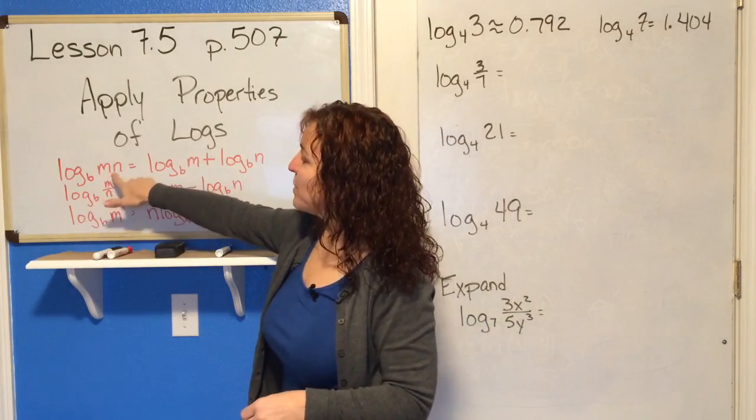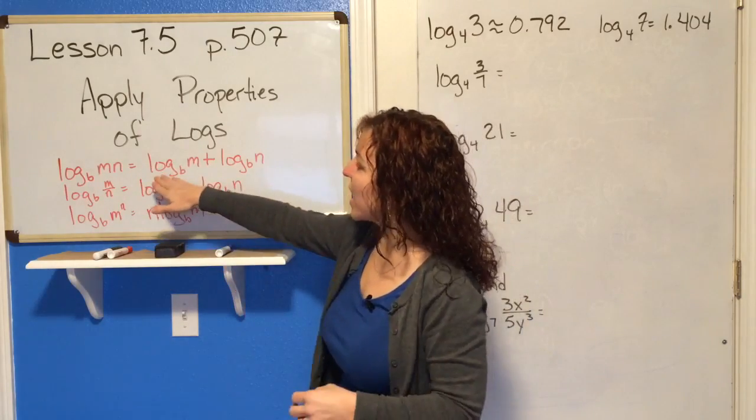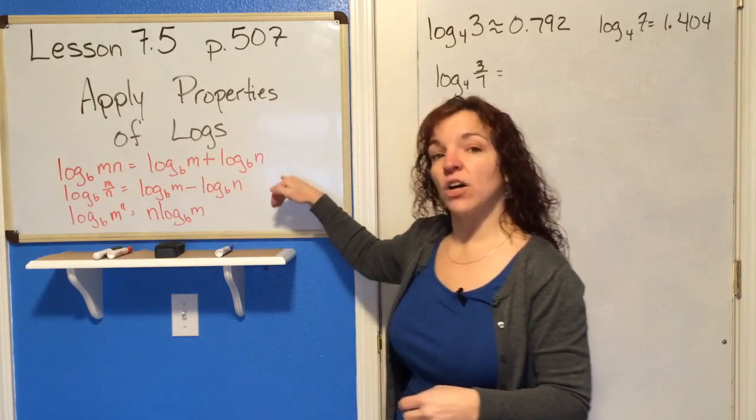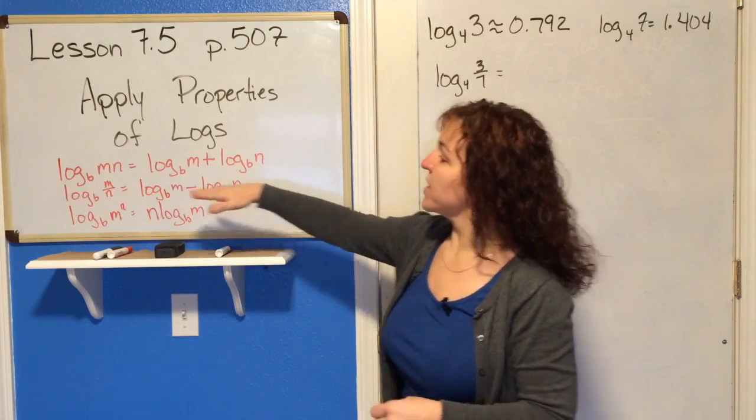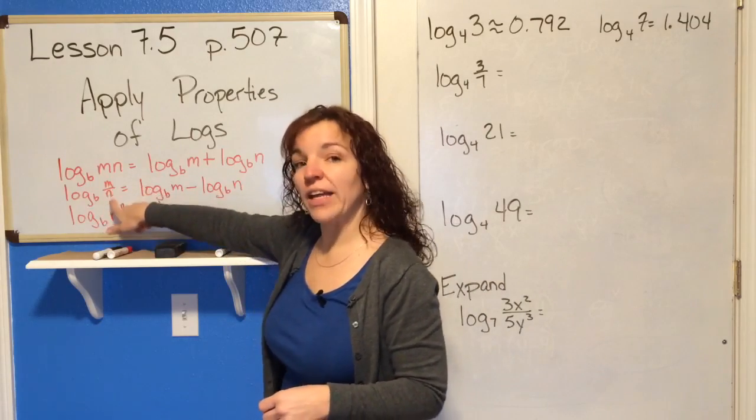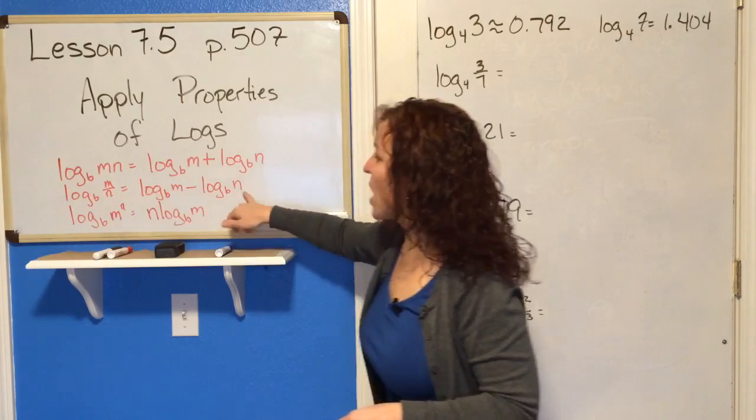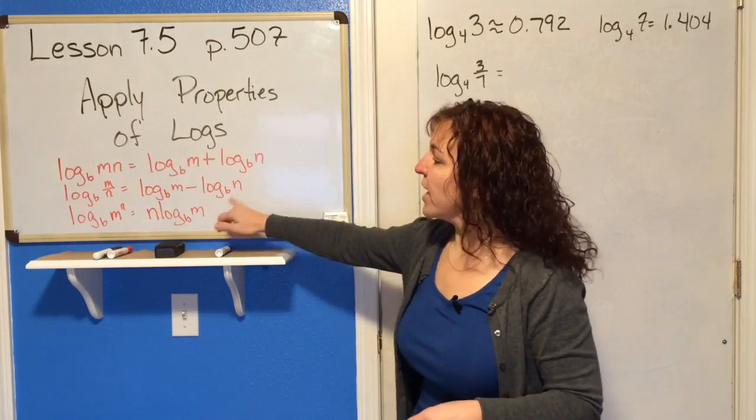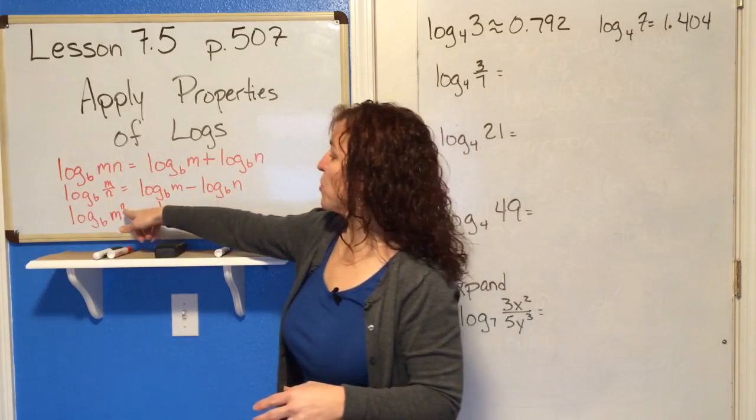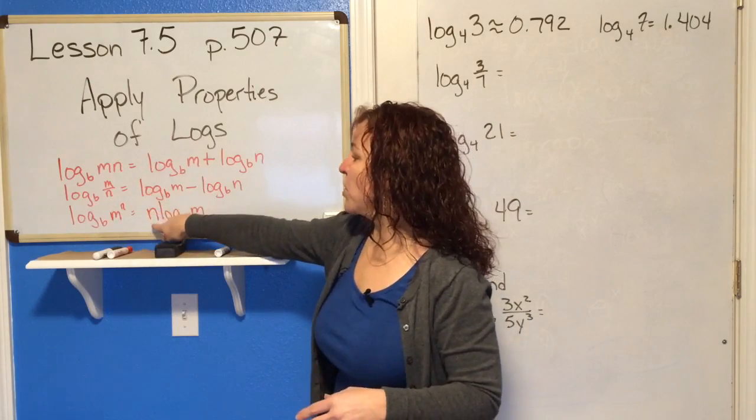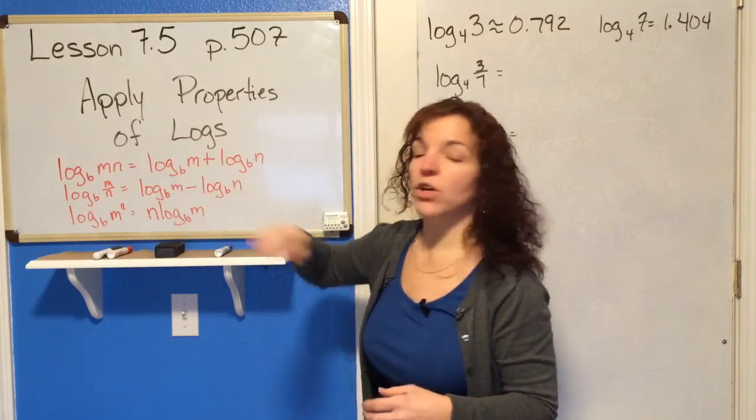So the log base b of m times n, if you've got a log of two numbers multiplied together, you can split them up and say the log of one of them plus the log of the other. All right, so that's one thing. You may want to put this into your notes so that you remember these. If you've got the log of two numbers divided, you can take the log of the numerator and subtract the log of the denominator. And if you've got the log of a number raised to a power, then you can bring that power out and multiply. It becomes the coefficient of the log of your number.